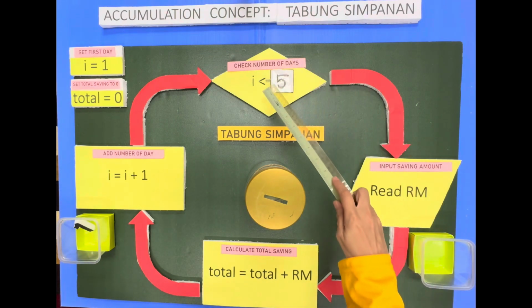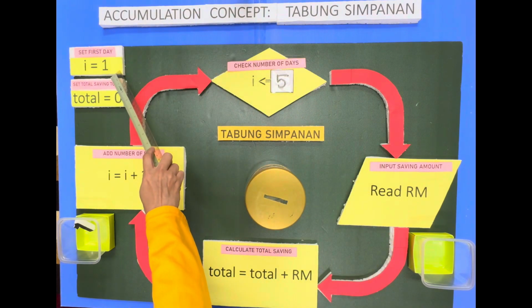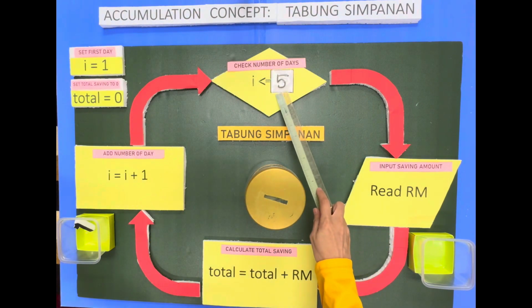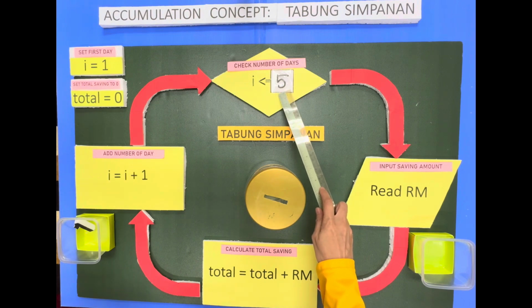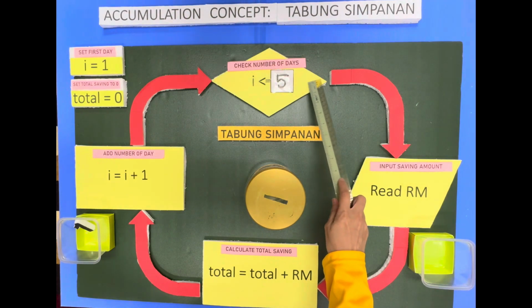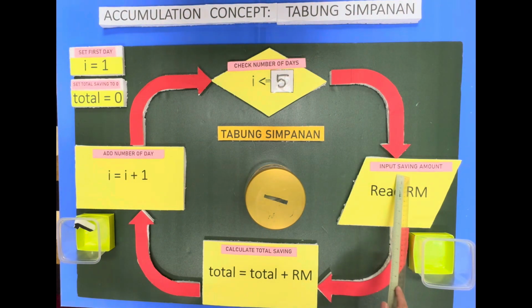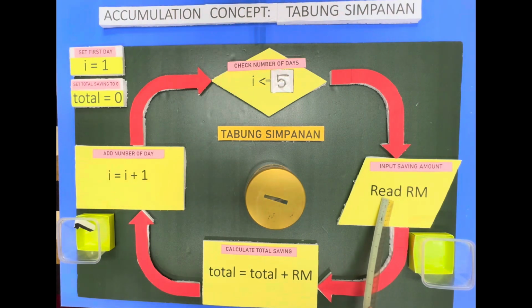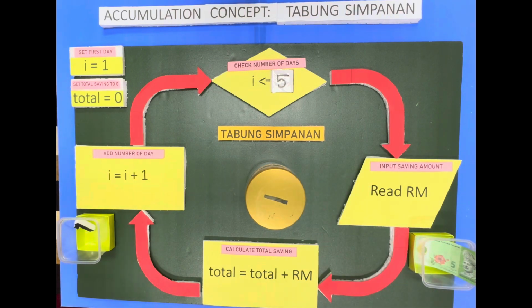Okay, so let's check I. We have I starting with value 1. So we check with less than or equal to 5, which gives the result true. If it's true, our next process is to read the input for the saving amount. So the first input, for our first day saving, we'll put 5 ringgit. RM 5 for our first saving.